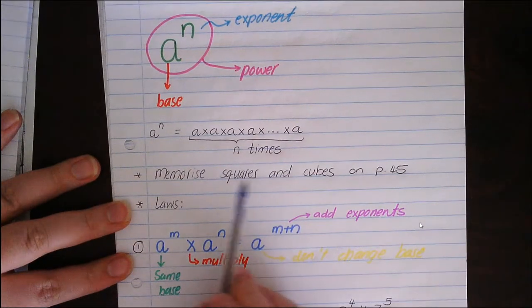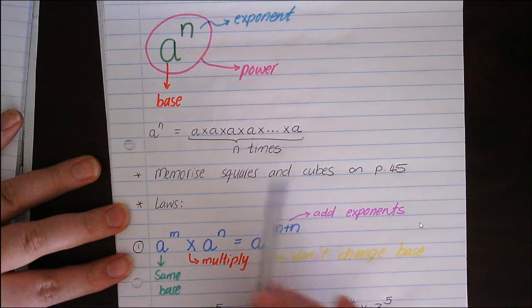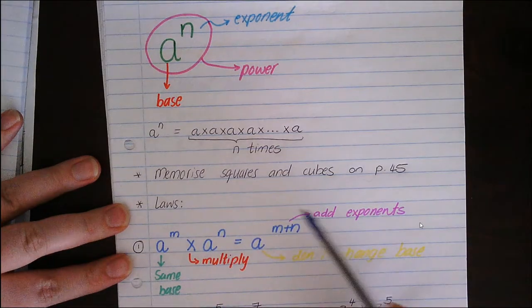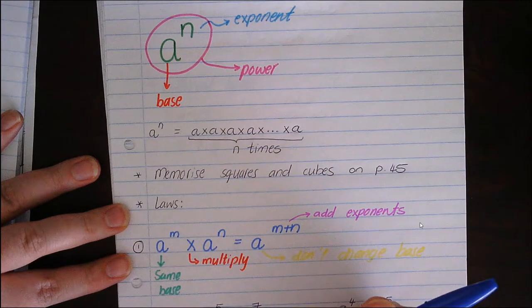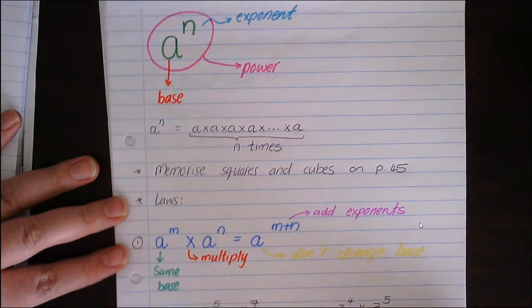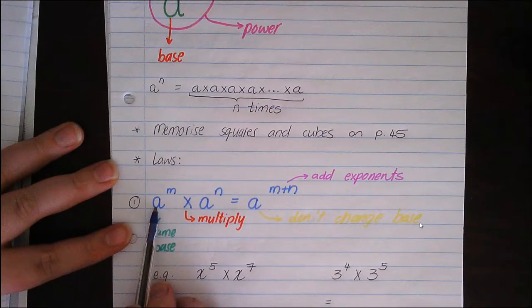You must memorize the squares and cubes on page 45. In other words, 0 to the power 2 is 0, 1 to the power 2 is 1, 2 to the power 2 is 4, 3 to the power 2 is 9, and so forth. But let's look at our first law of exponents.